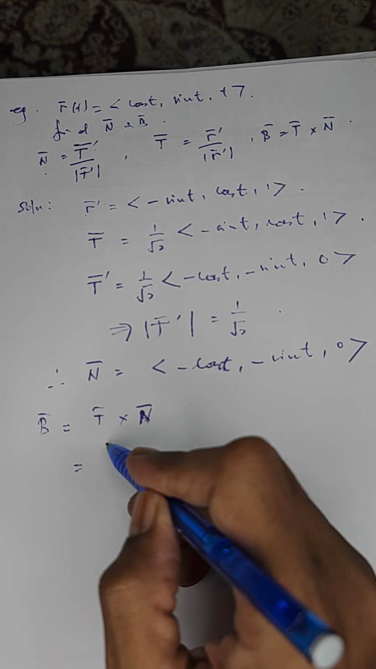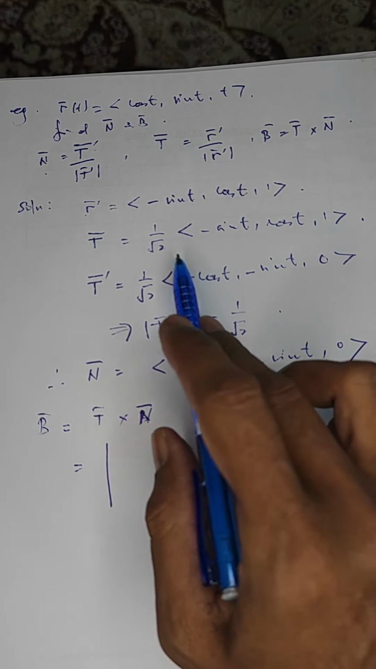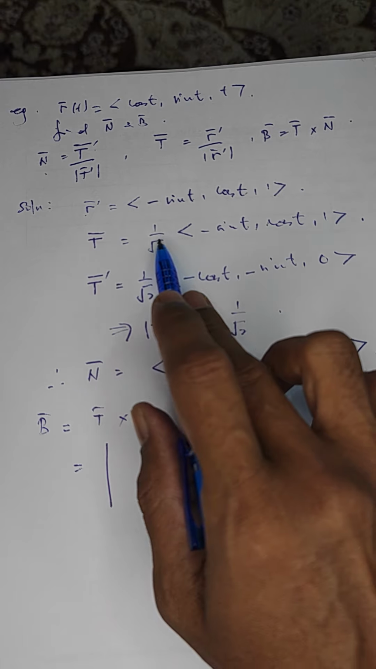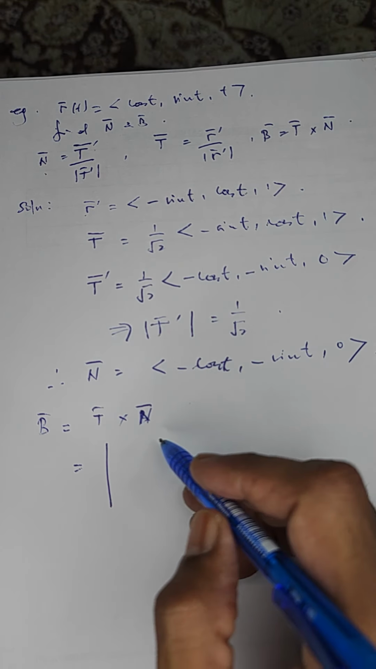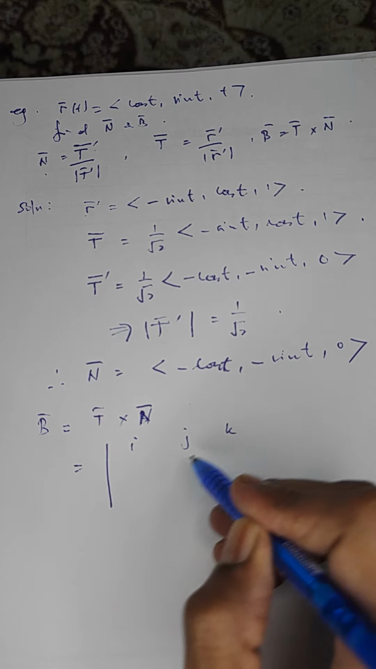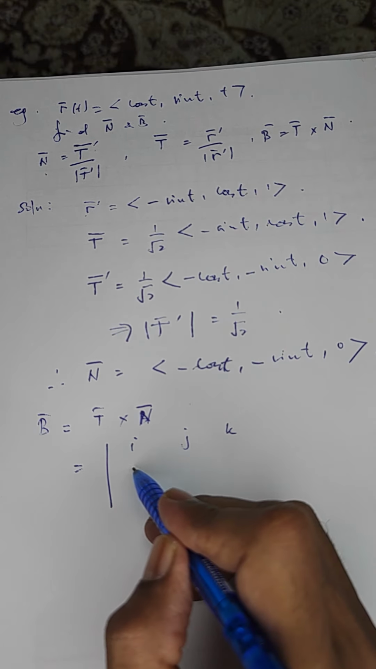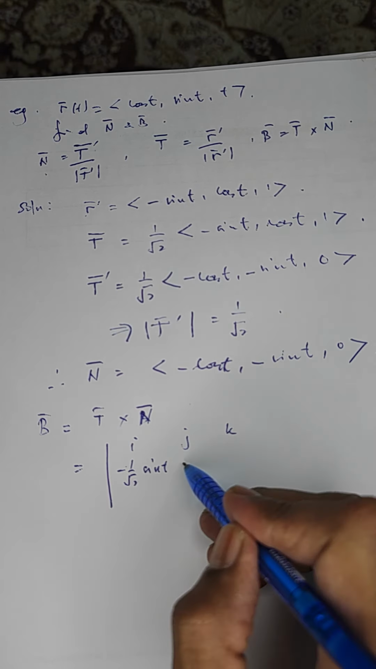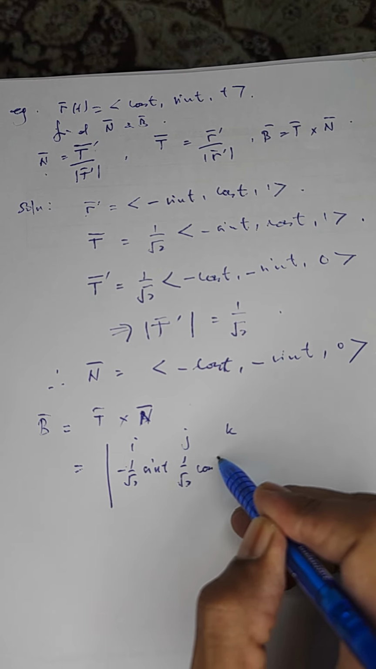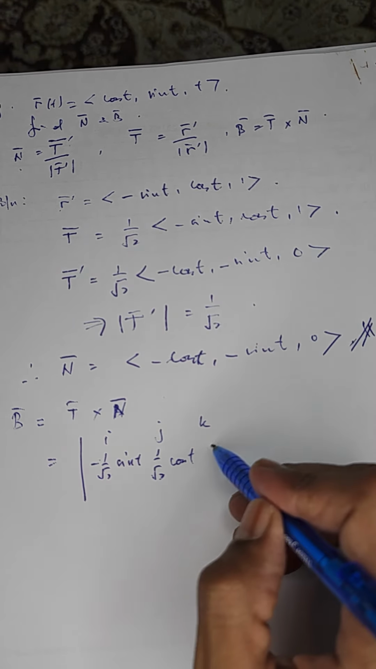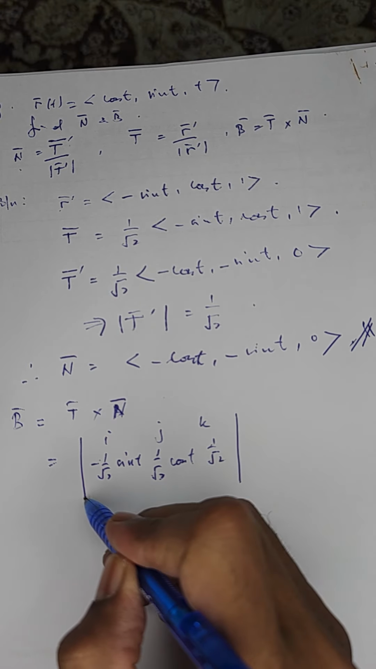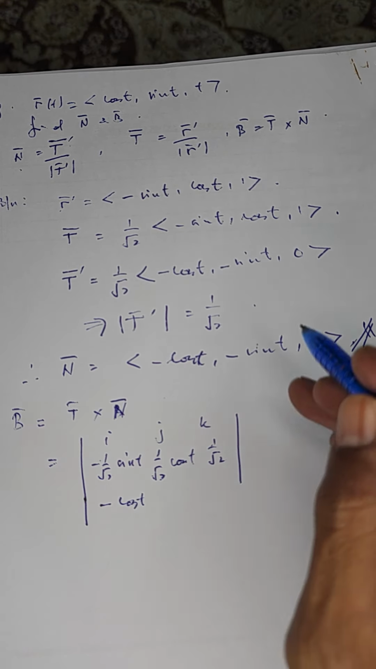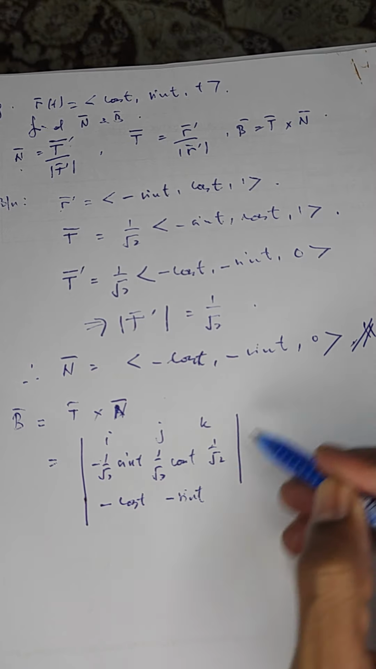That gives you, our T is where? We have 1 over root 2 here. So we can put T with all those things. We have i, j, k. For T, we have negative 1 over root 2 sine t, 1 over root 2 cos t, and then 1 over root 2. And for N, as given there, we have negative cos t, negative sine t, and 0.